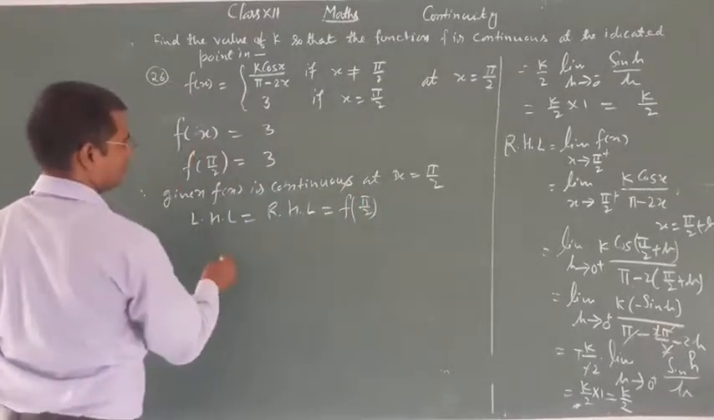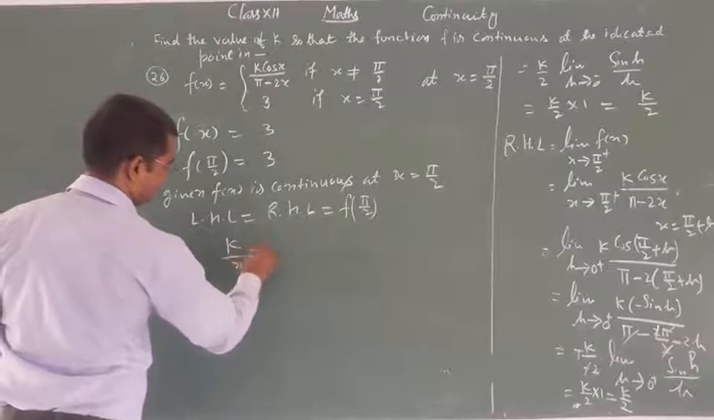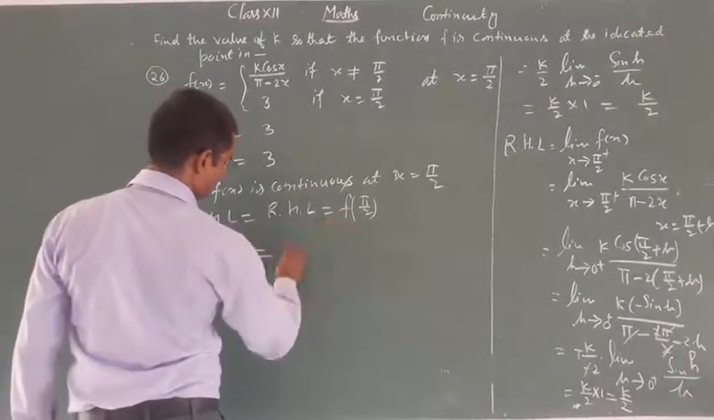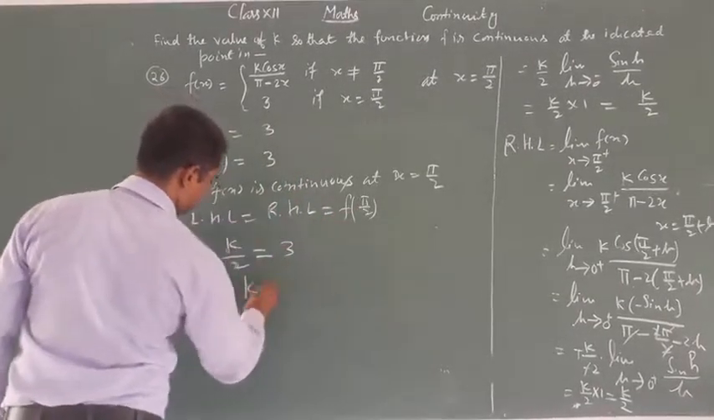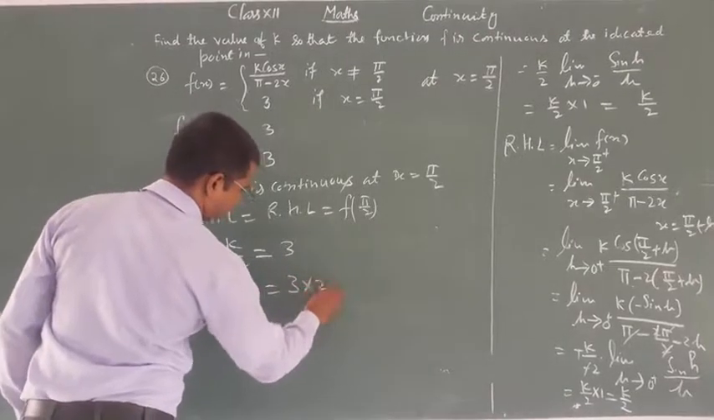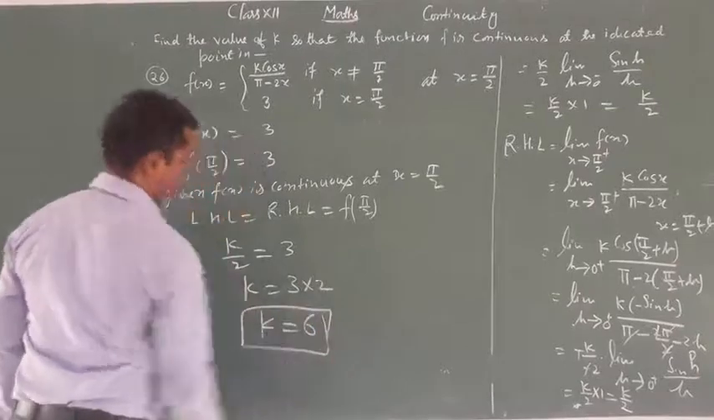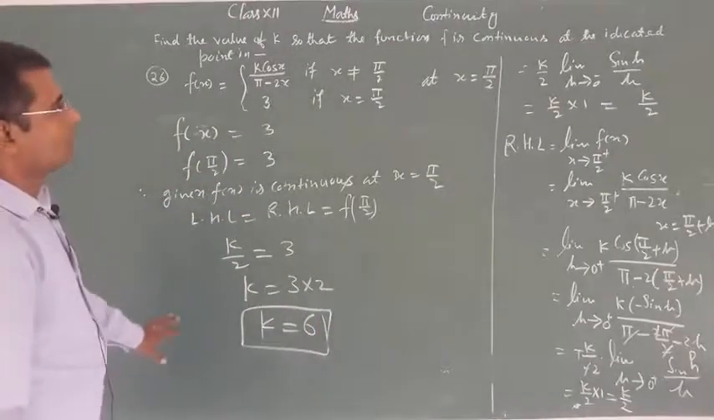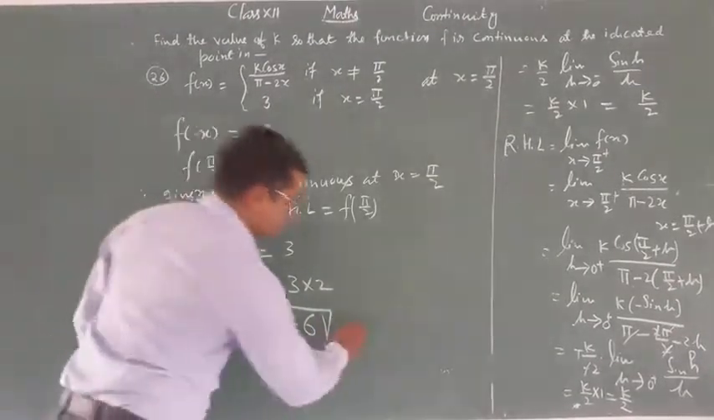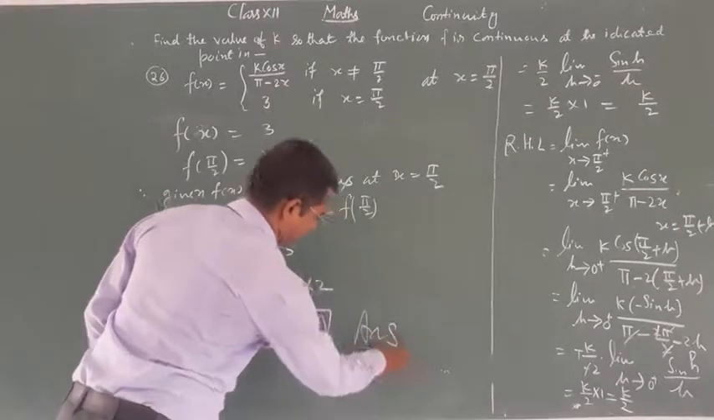So k by 2 is equal to 3. So k is equal to 3 into 2, k is equal to 6. This is the value of k. This is the answer.